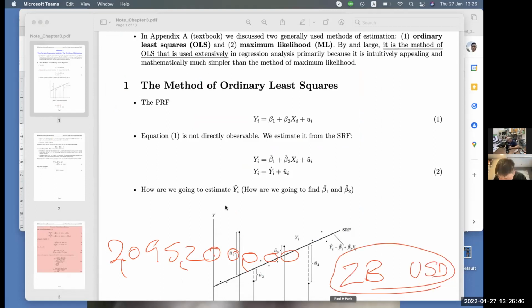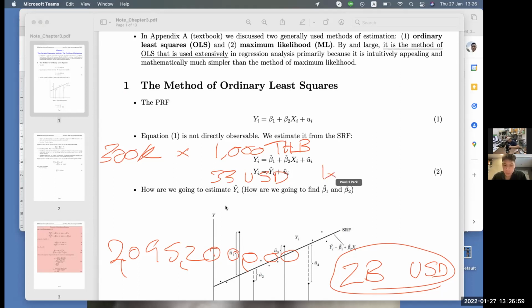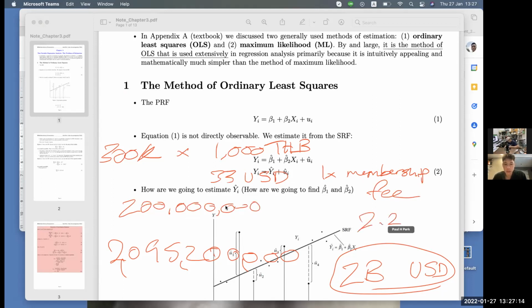Now the next math I need is 300,000 times 1,000 baht, which is like 33 USD. This is a one-time membership fee. It's 200 million. Okay, so we're at about 2.2 billion USD.